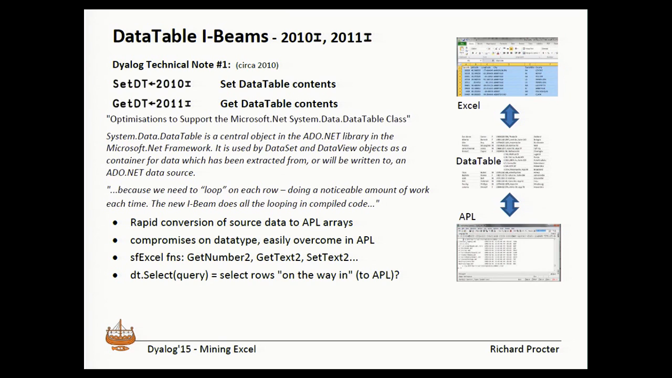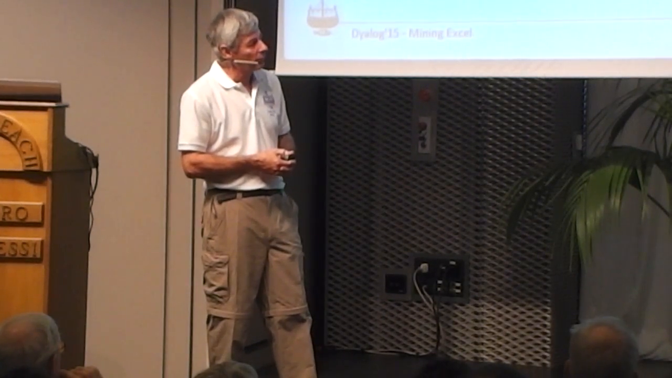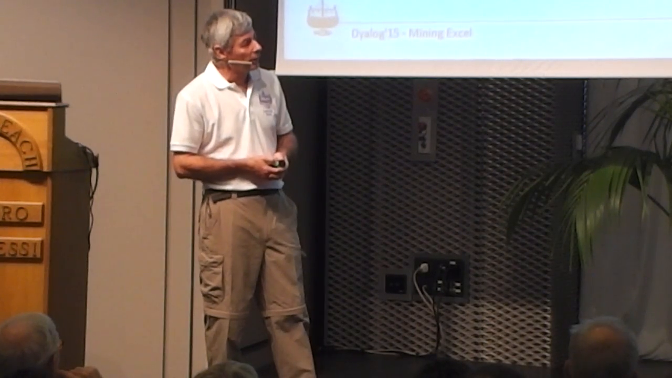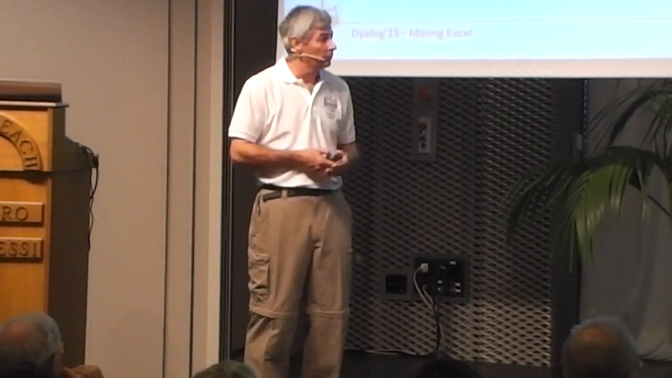So it does what I would say rapid conversion of the source data to APL arrays. The compromise is on data types, as I said, because as long as your spreadsheets are all the same data type in columns, which of course is very often the case, you're good to go. So he's got a couple of functions with a 2 at the end, get number 2, get text 2, and so on, that will employ the data type method.